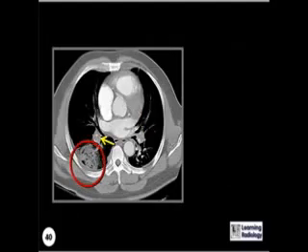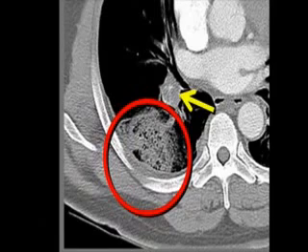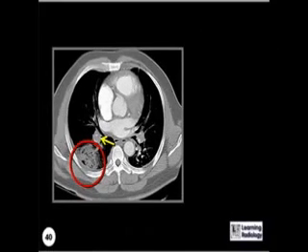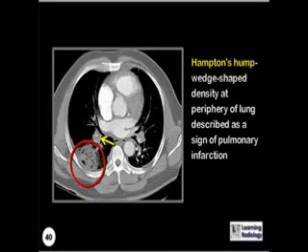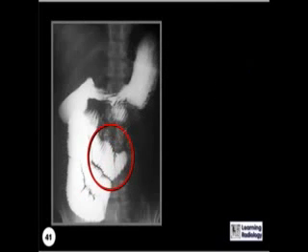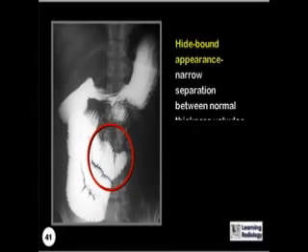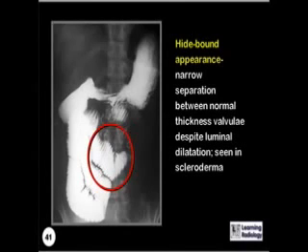What is the name of that density associated with what the yellow arrow is pointing to? That's a Hampton's hump, a wedge-shaped density at the periphery of the lung described as a sign of pulmonary infarction. The yellow arrow is pointing to a thrombus. What is the name given to this abnormal appearance of the small bowel? This is the hide-bound appearance, which is narrow separation between normal thickness valvulae despite the presence of luminal dilatation and is characteristic of scleroderma.